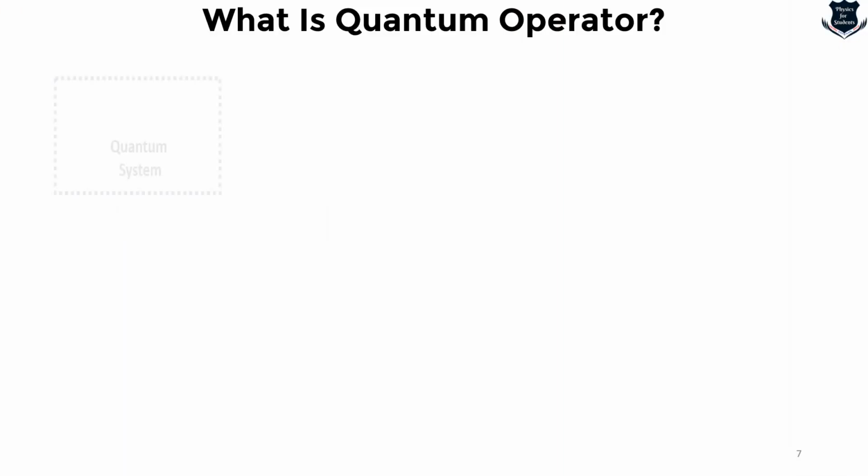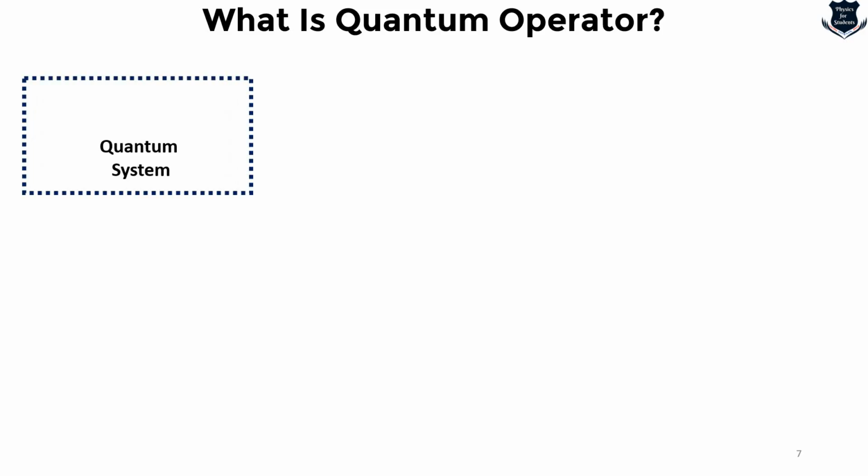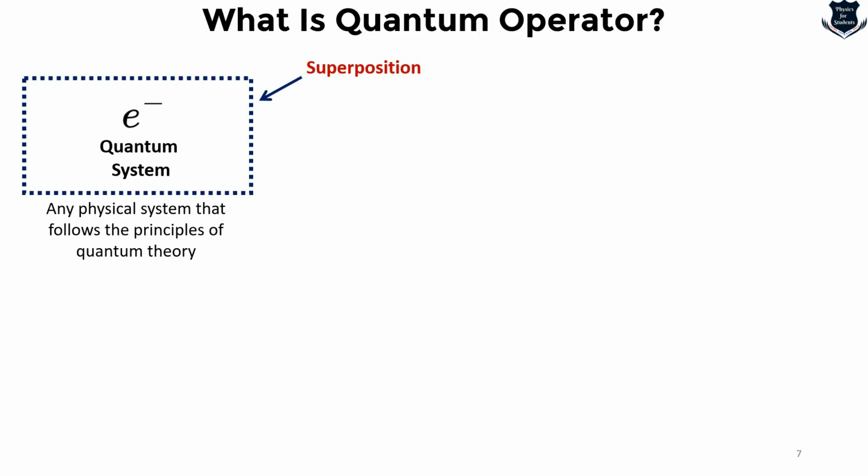Now, if we talk of quantum operator, let us first understand that we deal with a quantum system, and we are dealing with a very simple quantum system which has 1 electron. By quantum system, what we mean is any physical system that follows the principles of quantum theory. What does that mean? That it would have superposition, it would also have entanglement, and there will definitely be probabilistic outcomes. So the particle can exist in multiple states. You know what superposition and entanglement are, and obviously a quantum system is inherently probabilistic, so the outcomes will definitely be probabilistic. So we are taking a simple quantum system which has a single electron.